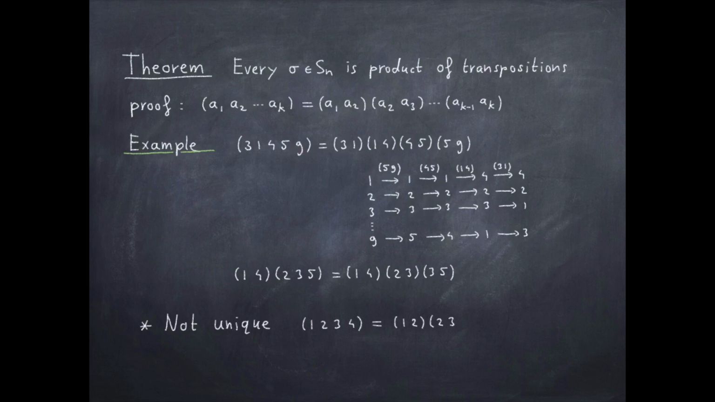Note that the transpositions in the theorem are not necessarily disjoint. Also, there can be more than one way of decomposing a given permutation into transpositions, even if we require that the number of transpositions is minimal.